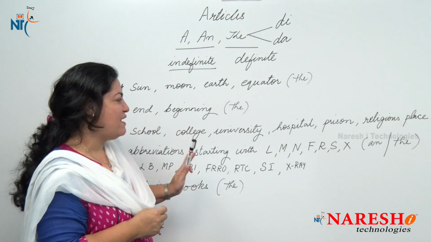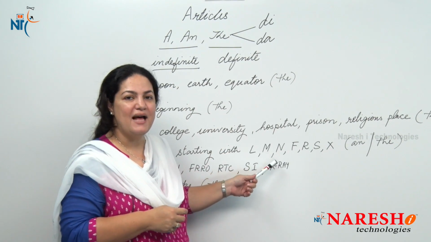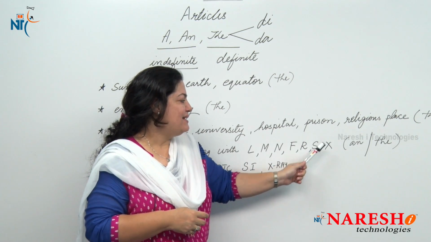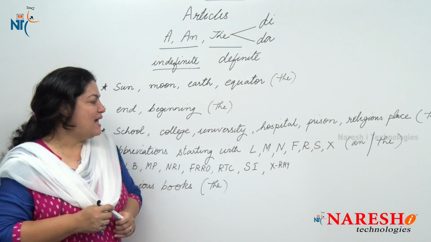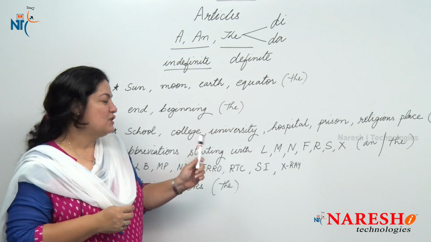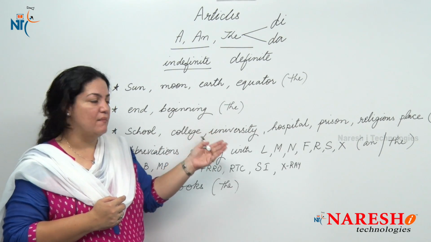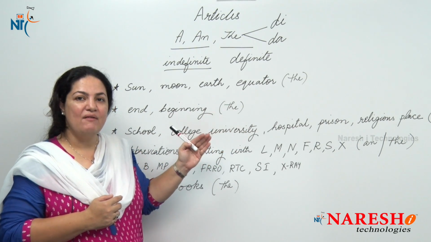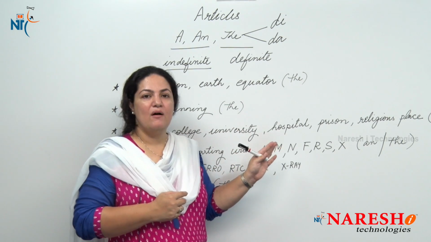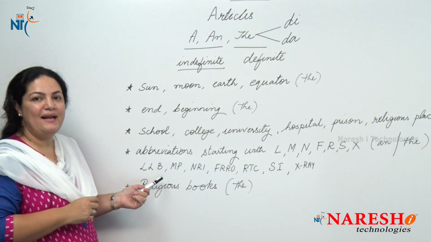Now this is very simple, but you need to understand the rule here. All the abbreviations starting with these alphabets, L, M, N, F, R, S, X. If you notice in these alphabets, though all these are consonants, they have a vowel sound. So when you say L, you're saying kind of EL, M, EM, EN. So here you are having a vowel sound for all these alphabets. So the rule is when you're talking about, for example, you have LLB, okay.